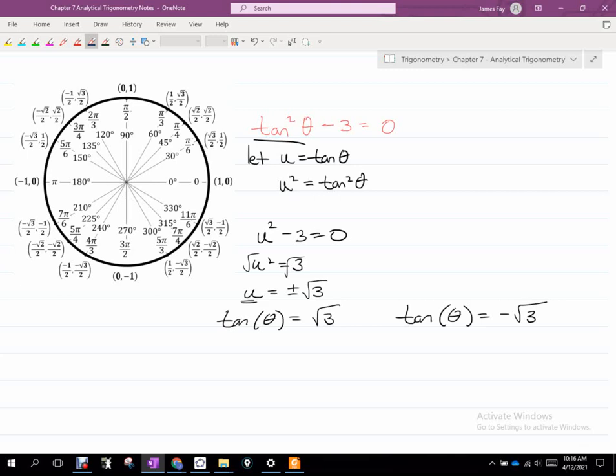Now, some of you might realize, well, I could have gone straight from here to these two things by adding 3, and I get tangent squared theta equals 3, right? And then square root both sides, you get tangent theta equals radical 3, tangent theta equals negative radical 3. And that's fine, so you can bypass the u substitution. But like I said, the u substitution gives you that visual of the structure that you're going to use to solve the problem.